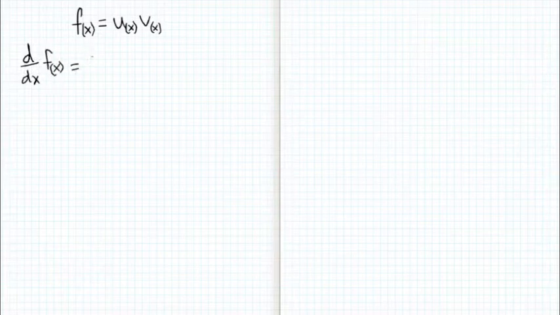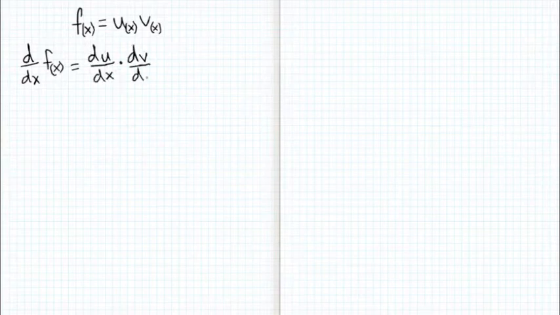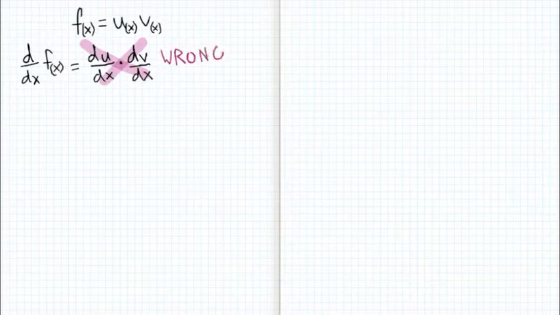You might guess that it's just the derivative of u times the derivative of v. And you'd be wrong. That's not the derivative. This is a really common mistake. Let's try again and see if we can figure out what this derivative should be.